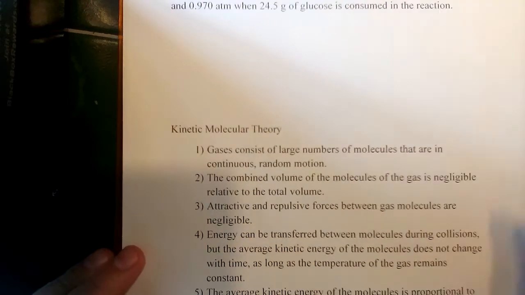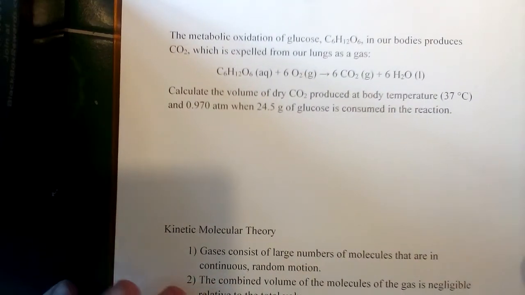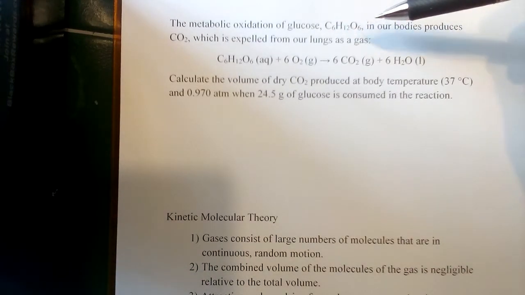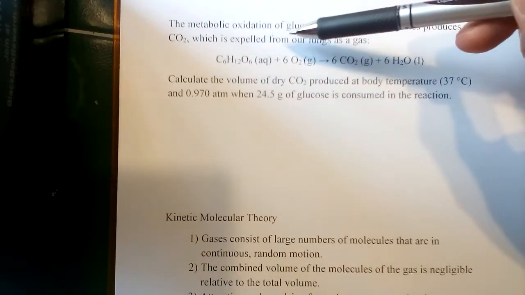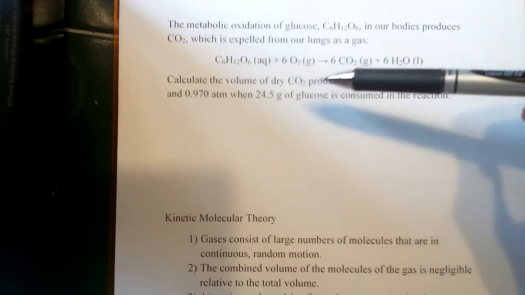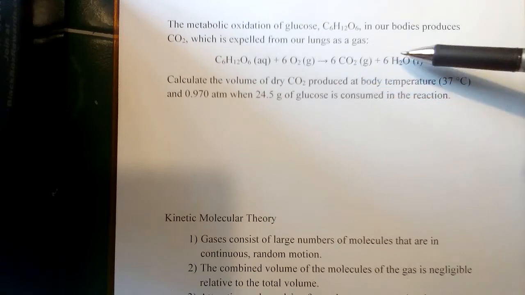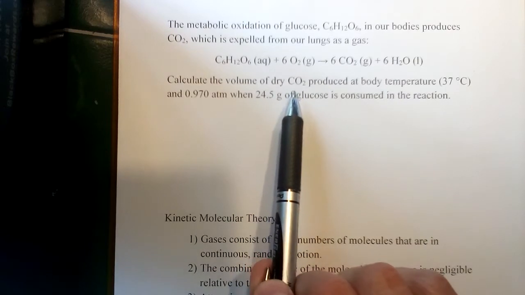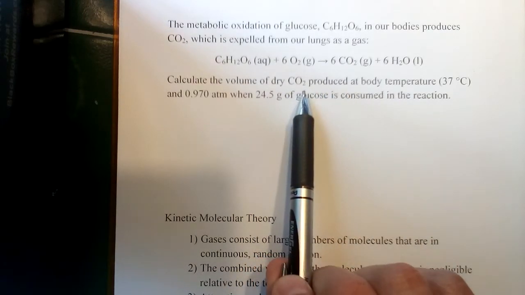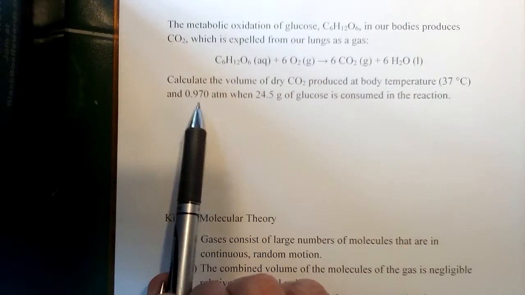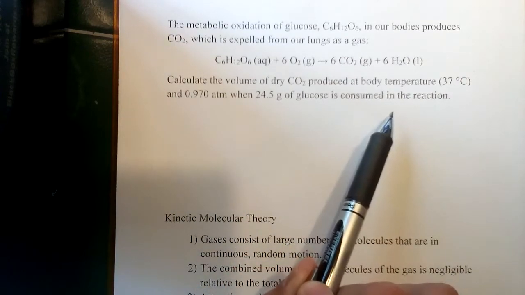One more example here with stoichiometry. I said there were 2 versions of the problem, so here's the other possible type of problem anyway. The metabolic oxidation of glucose, which is C6H12O6, in our bodies produces CO2, which is expelled from our lungs as a gas. So there's the equation. We've got solution of the glucose reacting with oxygen, CO2 and water are the products. We want to calculate the volume of dry CO2, so we can ignore the water that is present as a product as well. Produced at body temperature, which is 37 Celsius, at 0.970 atmospheres of pressure, when 24.5 grams of glucose is consumed in the reaction.